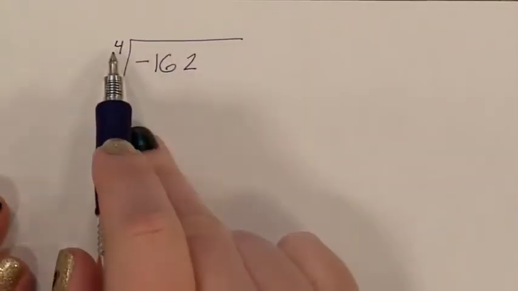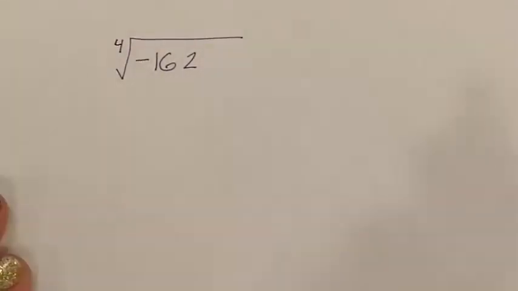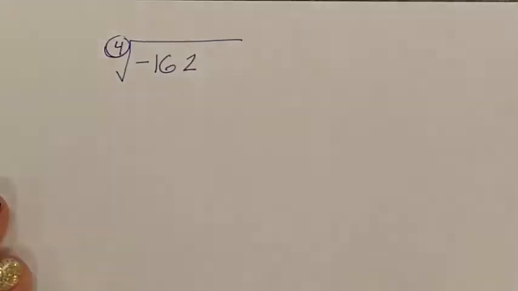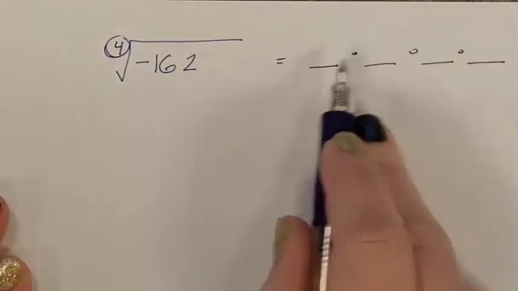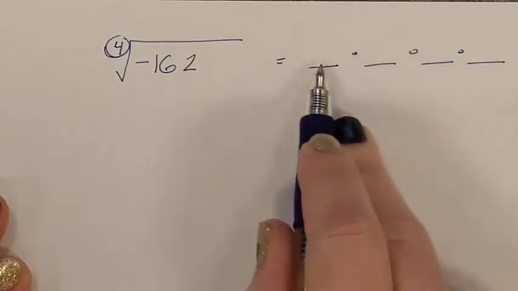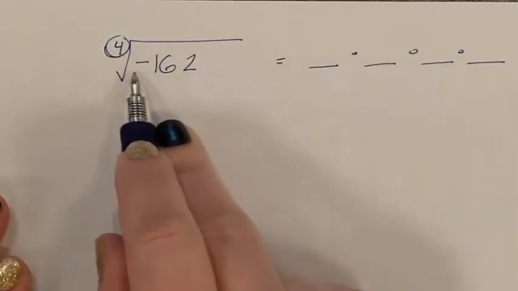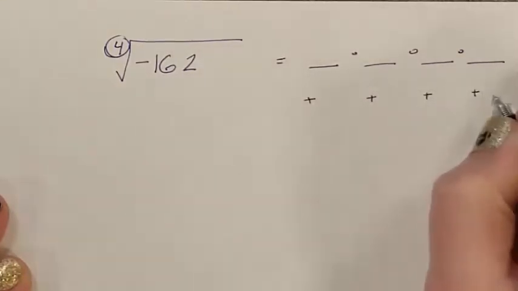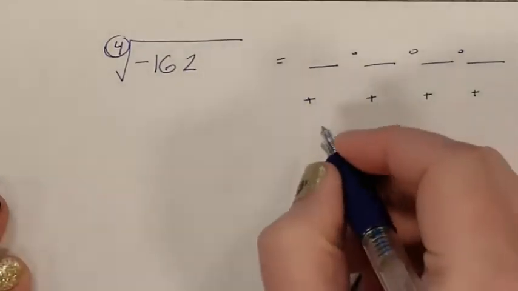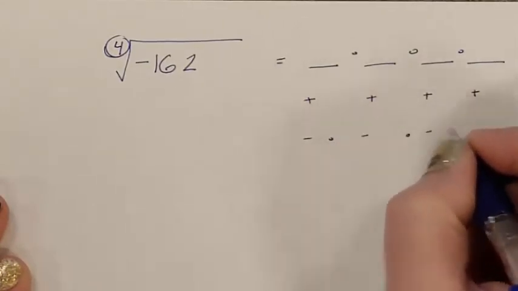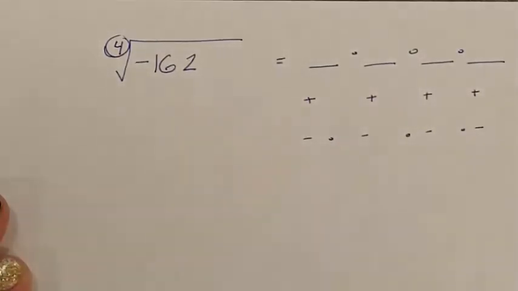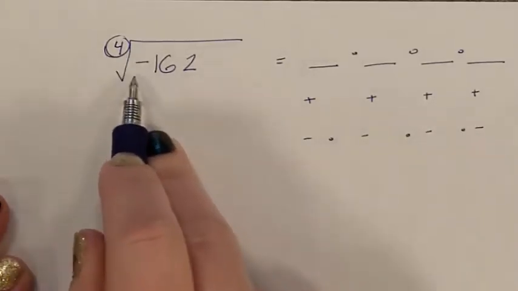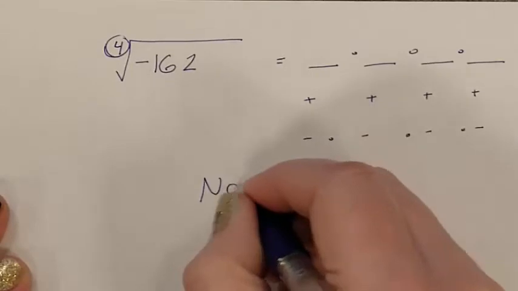We are taking the fourth root of negative 162. What this means is that we are looking for something that can be multiplied together 4 times. If I have the same exact number multiplied together 4 times and I'm getting a negative, that means I either have a positive times a positive times a positive times a positive, giving me a negative, or a negative times a negative times a negative times a negative, giving me a negative. Neither of these cases work. So the fourth root of negative 162 has no real solution.